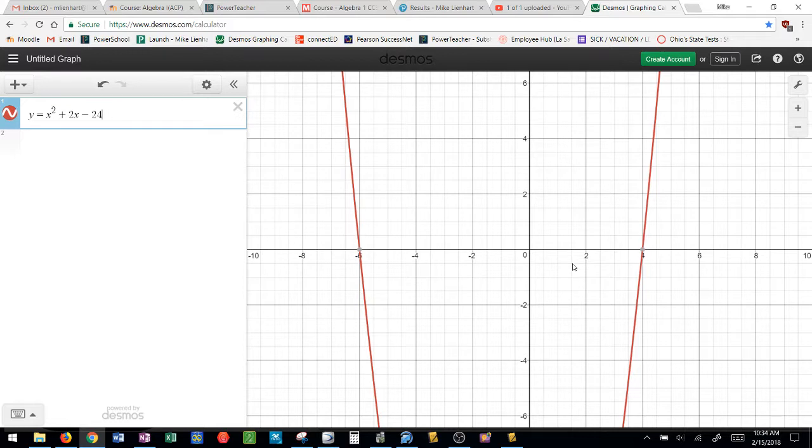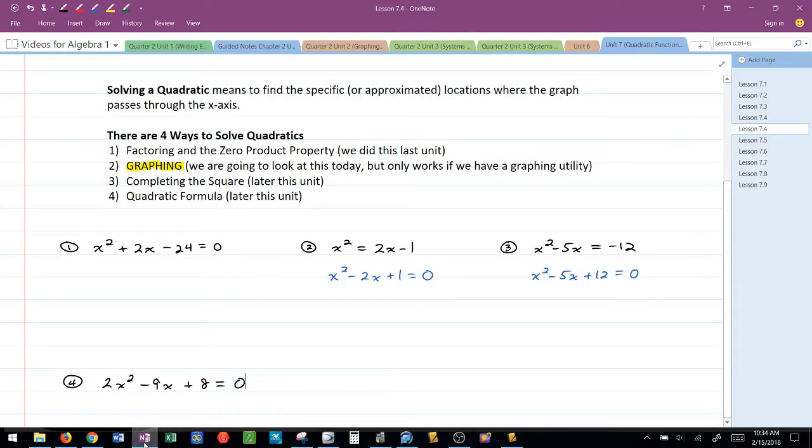I need to understand the concept: a solution to a quadratic is a 0, or where it crosses the x-axis. This graph crosses at (-6, 0) and at (4, 0). So my solutions to this first quadratic are x equals -6 and 4. We don't write them as coordinate points. We just show those two exact locations. Okay? Let's take a look at the next one.